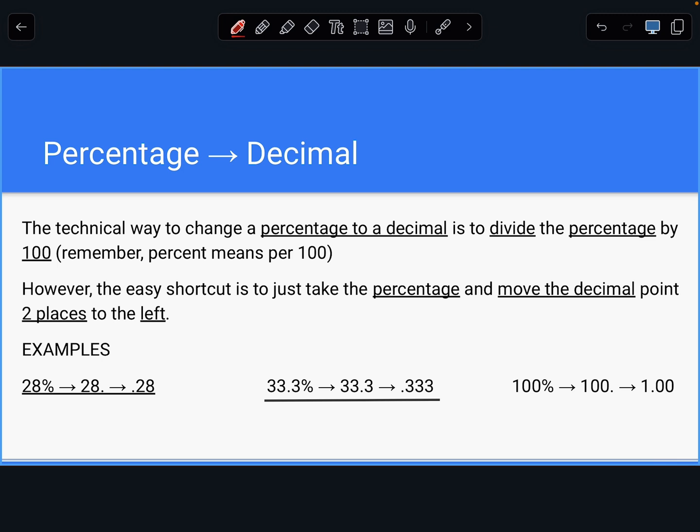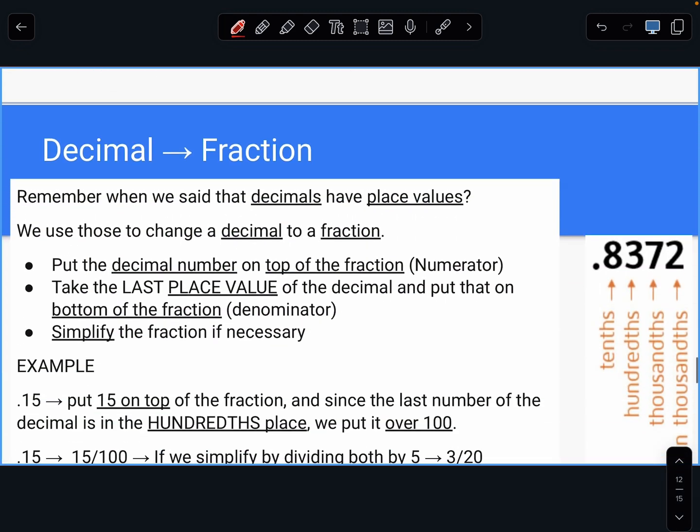So again, here is the decimal. Now we're going in the opposite direction. And you would put the decimal there. So 28% becomes 0.28. 33.3%, we move the decimal twice. It comes out to the front, 0.333. And 100%, fun fact, 100% is just 1, because we move that decimal out twice. That takes the place of those two zeros, and we have 1.0.